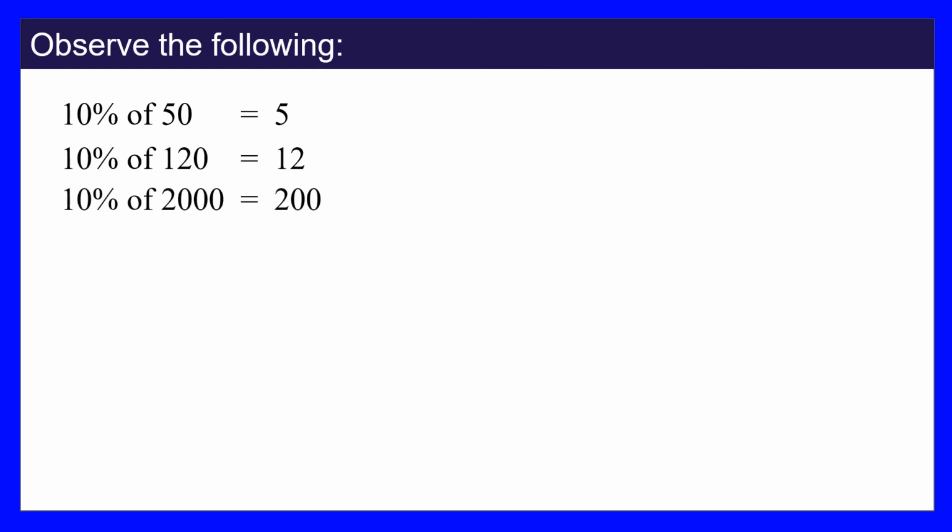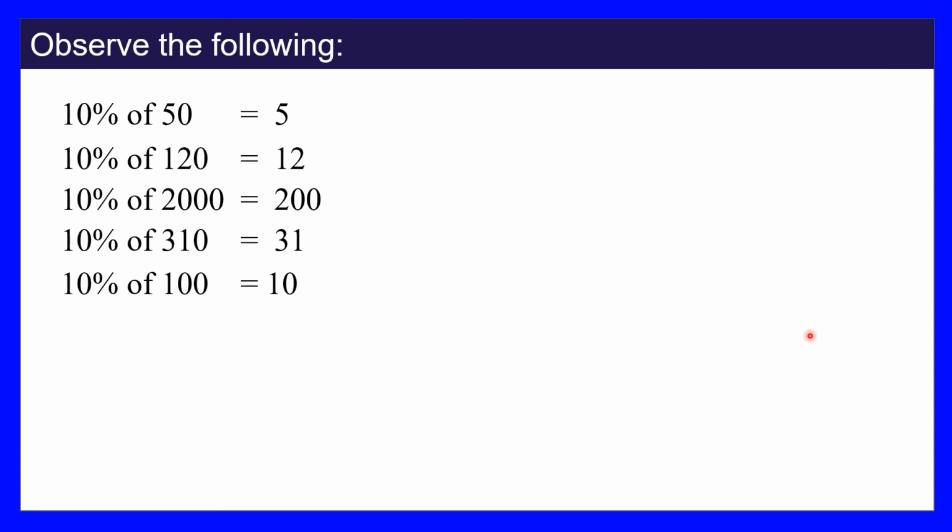Observe the following. Okay? Tignan kung ano yung pattern. 10% of 50 is 5. 10% of 120 is 12. 10% of 2,000 is 200. 10% of 300 is 31. And 10% of 100 is 10.